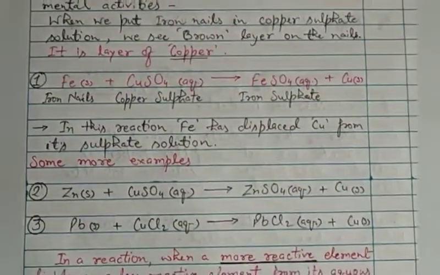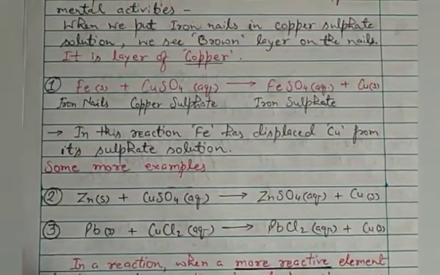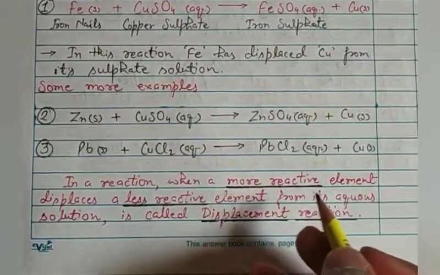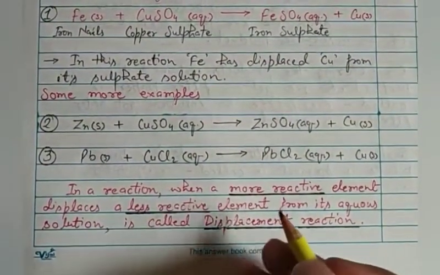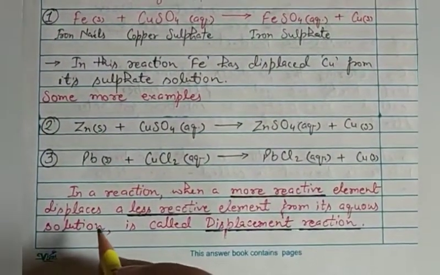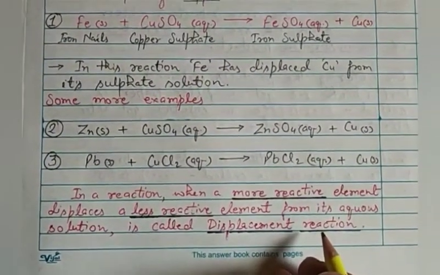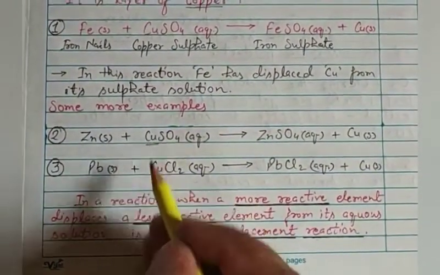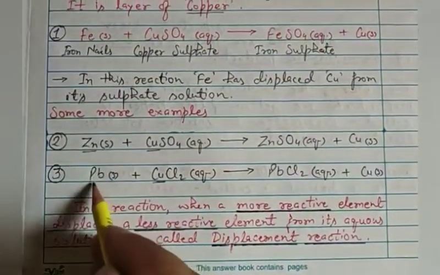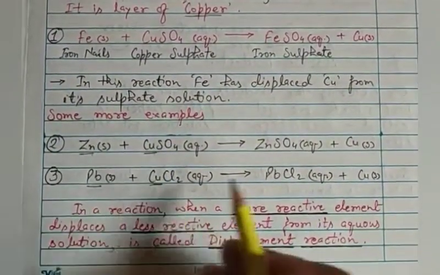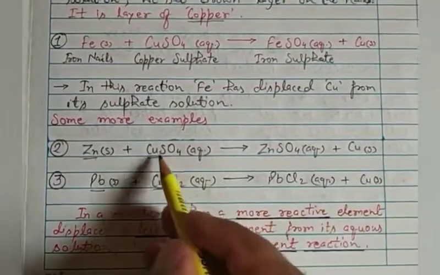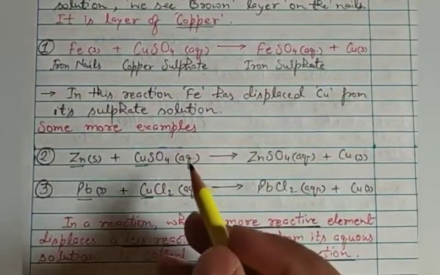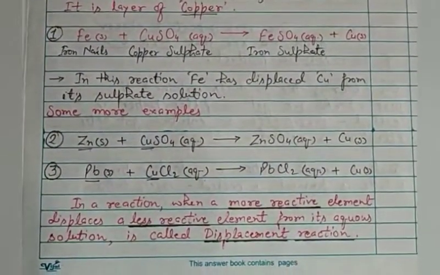So what we are seeing in these reactions is that a more reactive element displaces a less reactive element from its aqueous solution, and that is called a displacement reaction. You can see again that an element is displacing copper. These elements, zinc and lead, are taking the place of copper in their solutions, and the metal copper is getting out from its solution, so it is getting displaced. That is why this reaction is called displacement reaction.